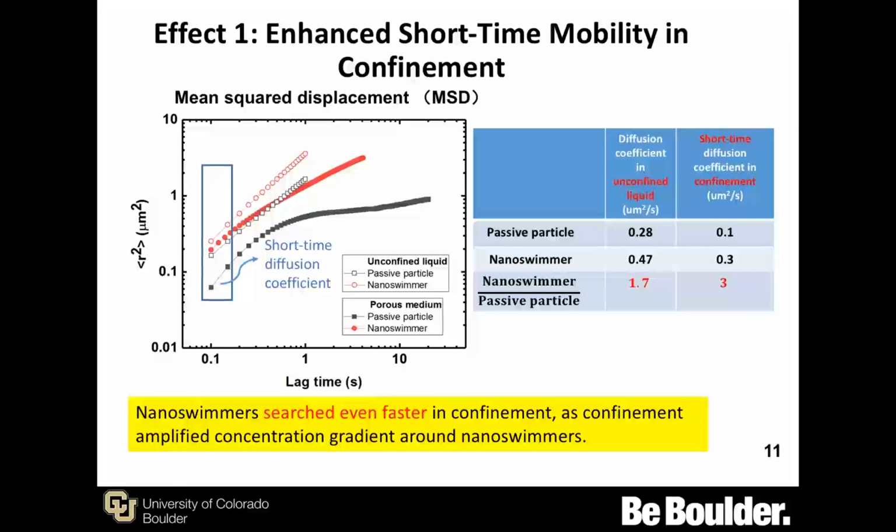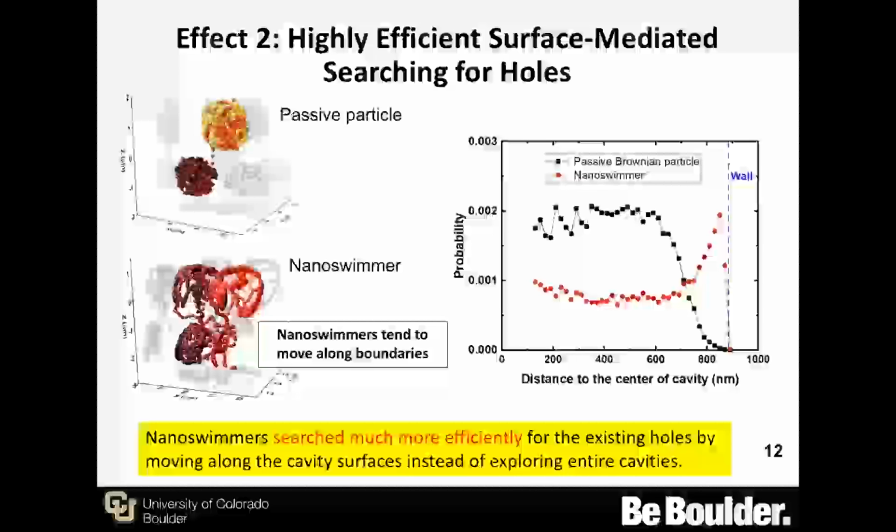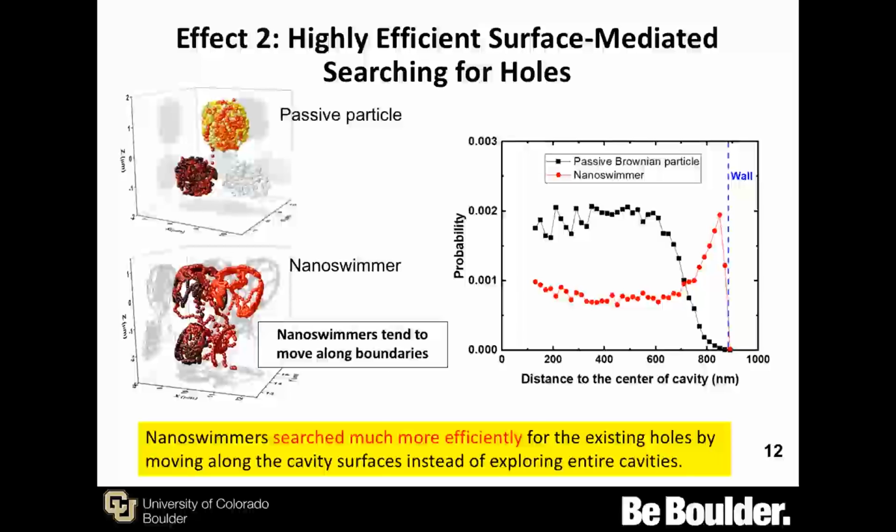Why is that? Because the confinement could amplify the concentration gradient around the sphere, and therefore it will create a much more significant self-propulsion effect. And the second reason is that we frequently observe that the nanoswimmers tend to move around the boundaries of the sphere. So we think that this different search mode may create a significant difference.